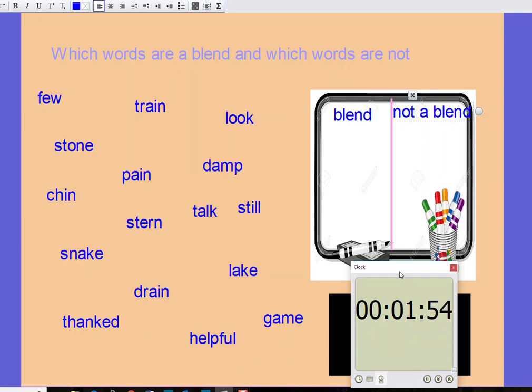Okay, so 2 minutes left. I have been a little bit tricky in here and put some suffixes in. So do have a look, because if the root word has a blend at the end, that still counts as a final blend because it's the root word that we're looking at.